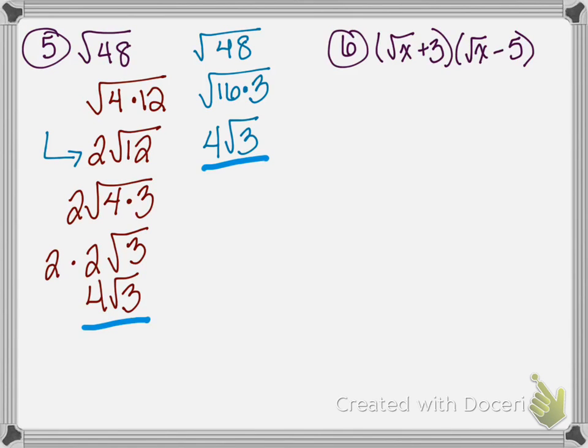Now, we have the square root of x plus 3 and the square root of x minus 5. What process do I have to do here? What's that called when I have a binomial times a binomial? Good. I'm going to FOIL. So I have the square root of x times the square root of x. I'm going to write this out just so you can see it. Square root of x times the square root of x. Then I have the square root of x times negative 5. So I've got the square root of x times negative 5.